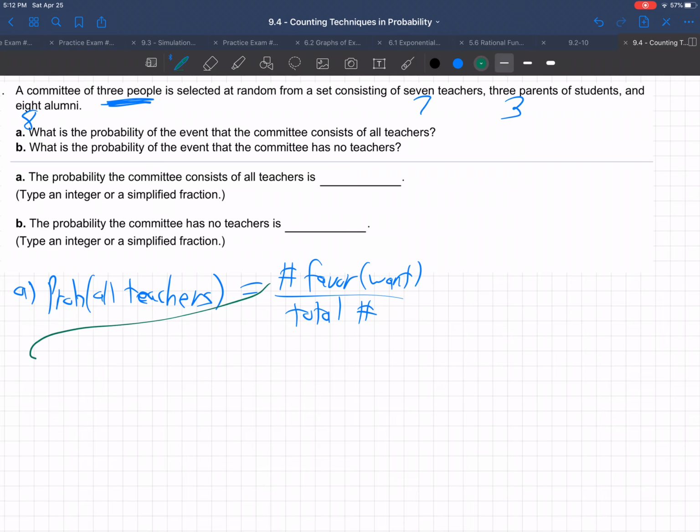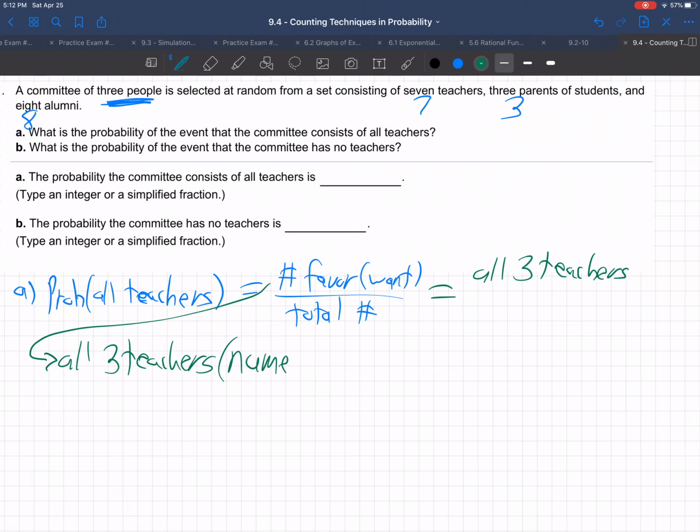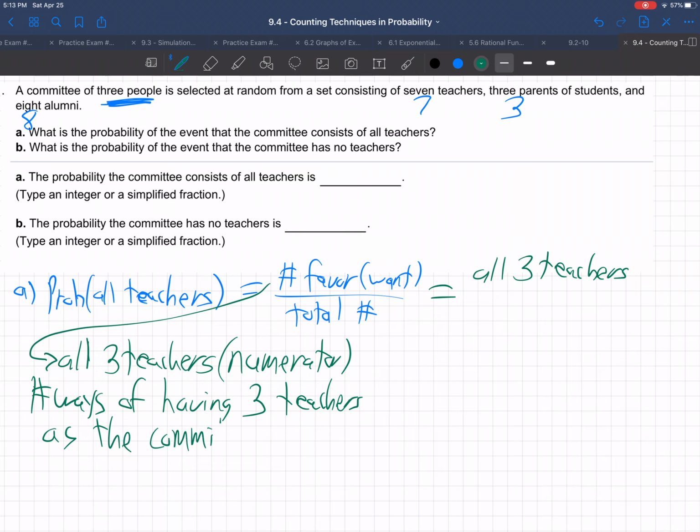So let's start with the numerator. What is the numerator? What do we want to happen? All 3 are teachers. So all 3 teachers, this is the numerator. So how many committees are there where all 3 are teachers? How many ways? So the number of ways of having 3 teachers as the committee. So what are the number of ways of having 3 teachers as the committee?